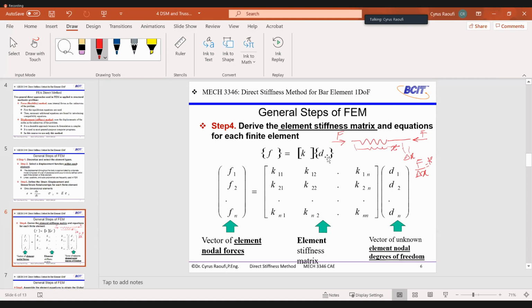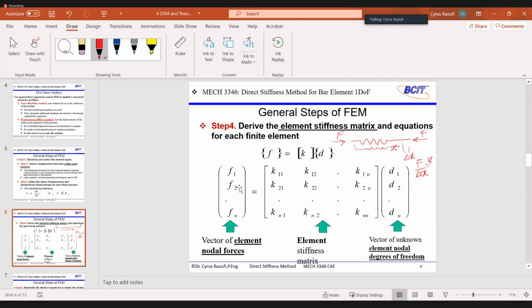Then here you have displacement for each node. You have D1, D2. For example, in this case, we only have D1 and D2. If you have lots of those springs connected together, then you may have D3, D4, and so on. Then that represents a nodal displacement. It's a vector now. It's like a matrix, but it has one column and n rows.